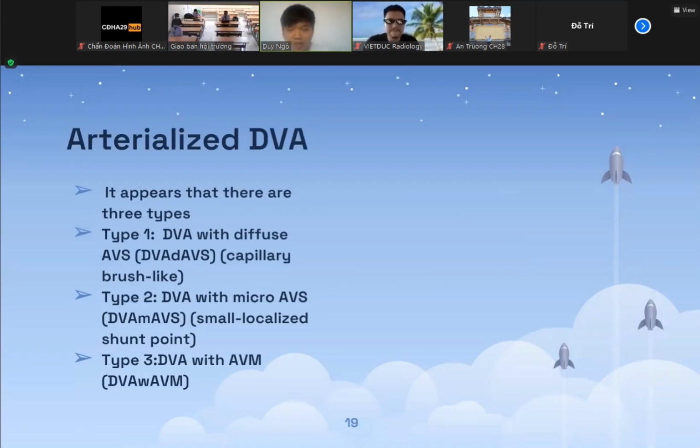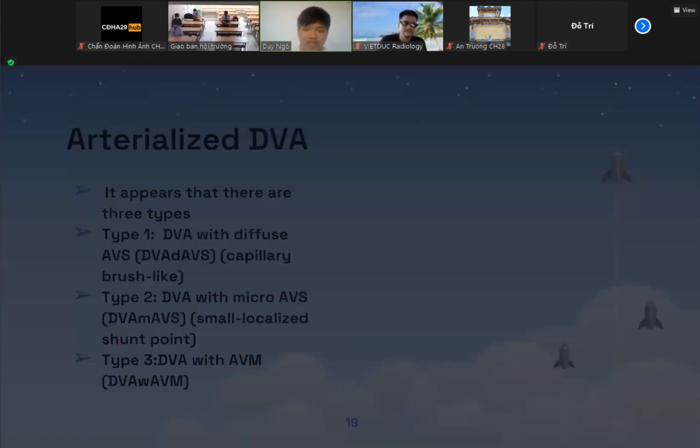Okay, arterialized DVA can be subdivided into three types. Type 1 is DVA with diffuse arteriovenous shunt, or with the appearance of capillary blush lines. Type 2 is DVA with micro arteriovenous shunt. In type 1, we just have the small capillary shunting only. But in type 2, we have a small localized shunting point, which has a feeding artery, a real feeding artery. And type 3 is DVA with AVM. Now the DVA comes with an AVM and is fed by the AVM, by a real AVM.